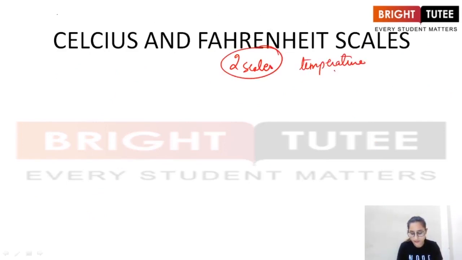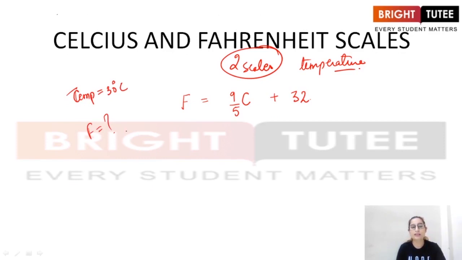Now, there is a relationship between both of them, and the relationship is the temperature in Fahrenheit will be equal to 9 by 5 times the Celsius temperature plus 32. Right? This is the relationship between Fahrenheit and Celsius scales. For example, if the temperature in Celsius has been given to you as 30 degrees Celsius, now, how do you tell what is the temperature in Fahrenheit then? Let us calculate according to the formula.